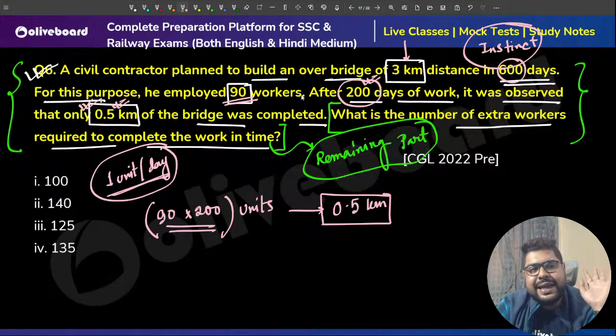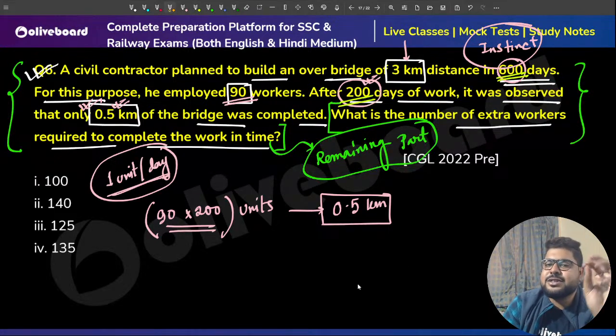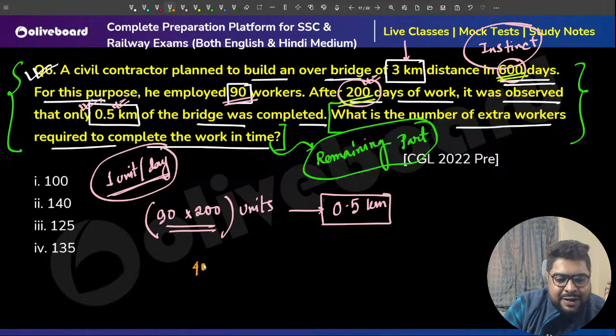Now how many days are remaining? Because the work needs to be completed in total in 600 days. Out of those 600, 200 days are gone. So we have 400 days left.